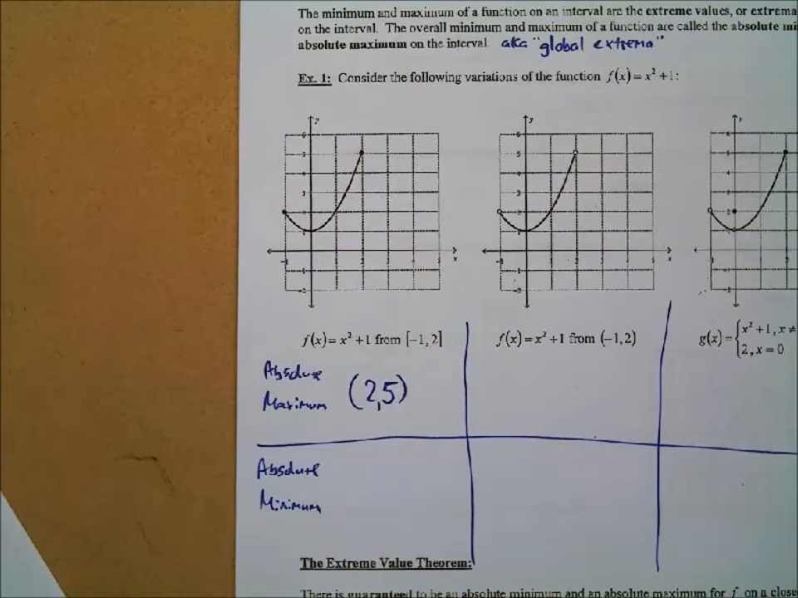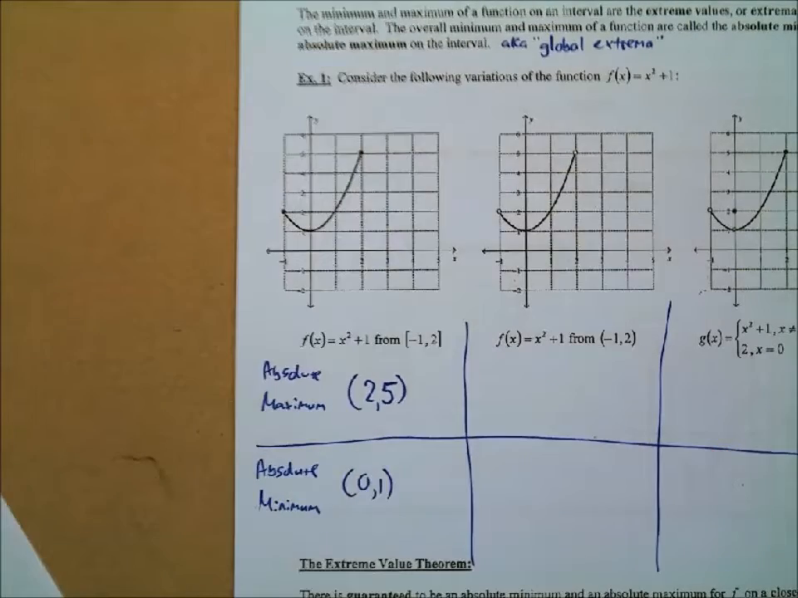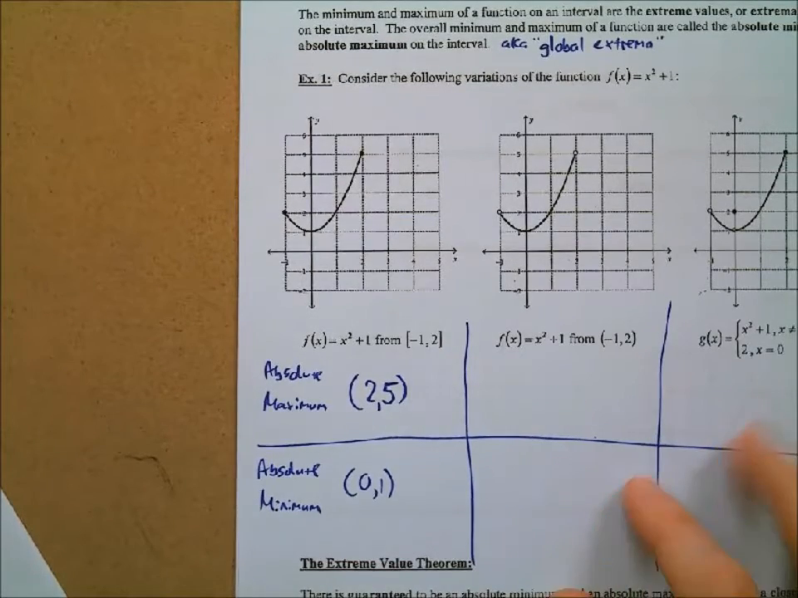Okay. What is the absolute minimum of this graph? 0, 1. Okay, because it is what? The lowest point, right? No trick questions there. No trick questions. All right.